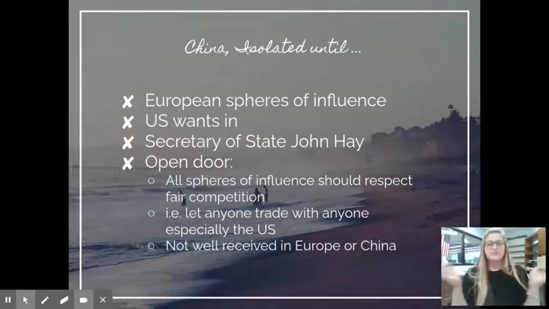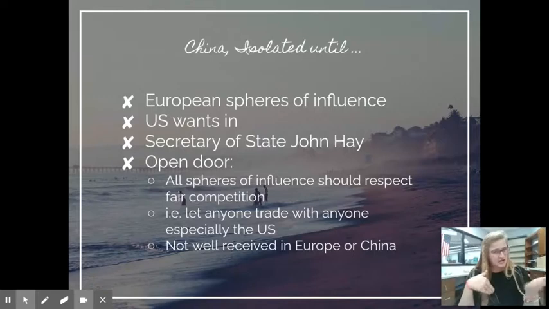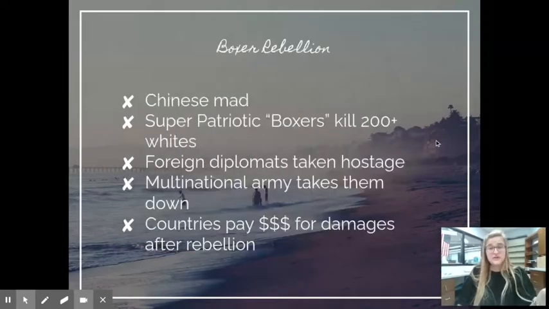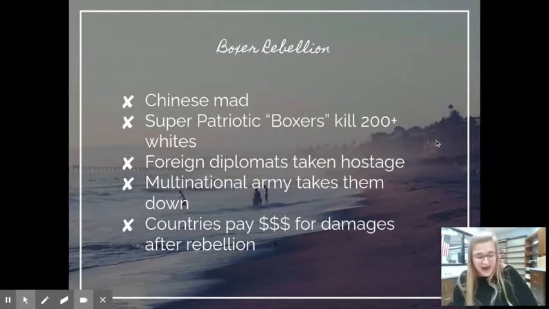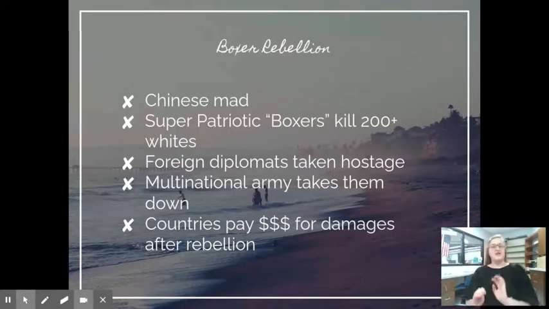Please trade with us. And this wasn't well received by Europe or China. They're like, why are you passing laws in your country that have something to do with us when we're happy in our situation of spheres of influence? So the Chinese are very mad at this. It's a relatively short-lived position, but it does get America a foot in the door. Millions of Chinese are enraged over this open door policy proclamation from the United States that they're coming.